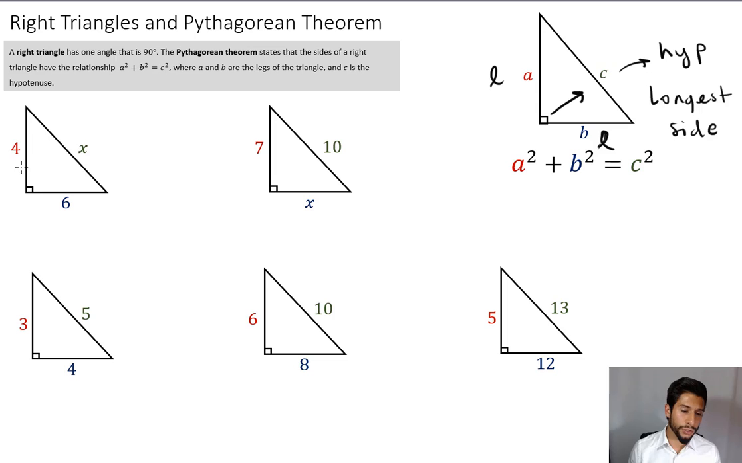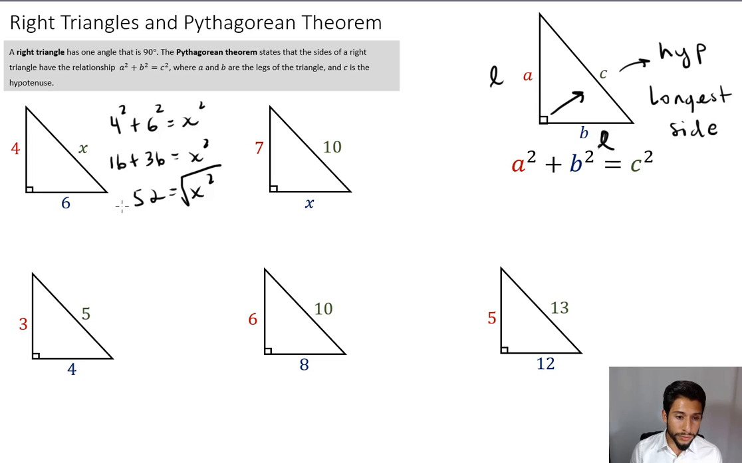All right, so knowing that, we can apply it here. They gave us two of the leg lengths, right? One is 4 and one is 6. And they're missing the hypotenuse. So we just plug it into the formula, right? 4 squared plus 6 squared equals x squared. This is 16 plus 36 equals x squared. That becomes 52 equals x squared. And then to get rid of the square, you would square root both sides, right?